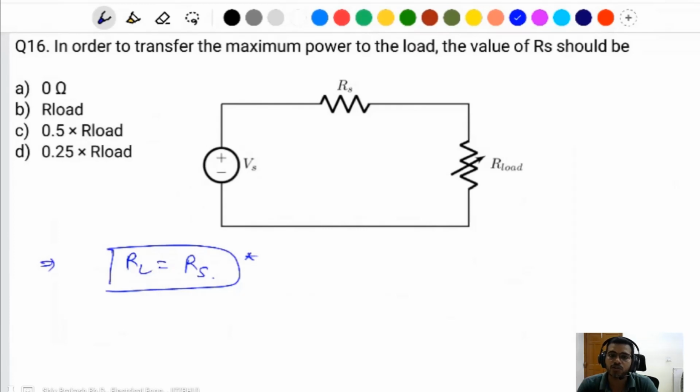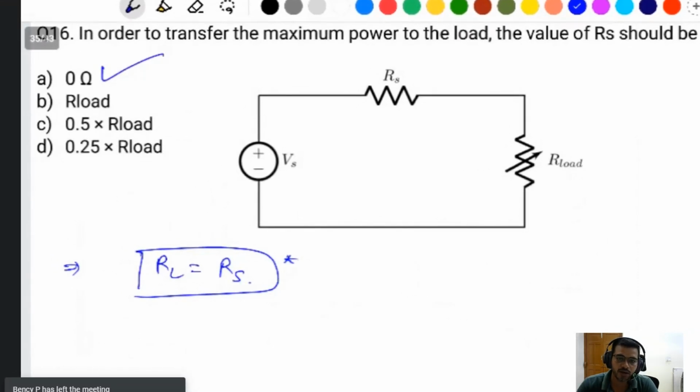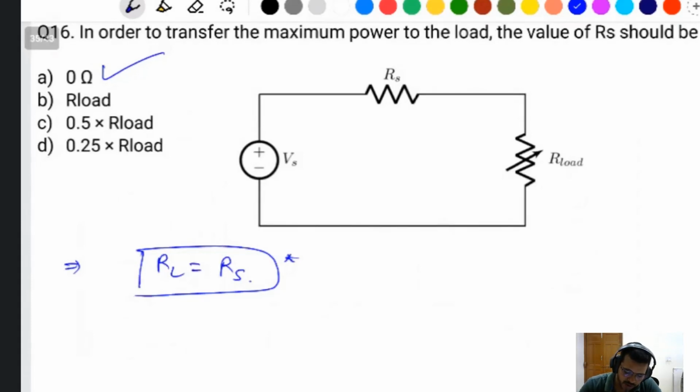If the source resistance is 0, then the power loss is 0, and all of the power is delivered to the load. That's why it will be 0 ohm only. It is not equal to RL, because it is asking about the source resistance. The source resistance should be as small as possible, ideally 0. At the 0 condition, all of the power is transferred to the load and none is lost.